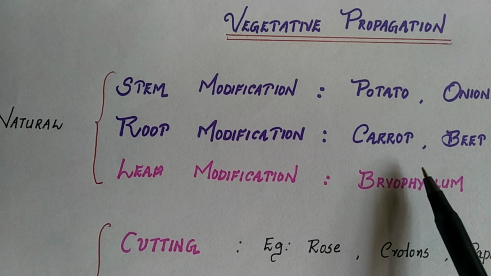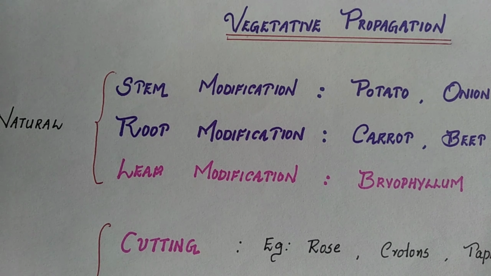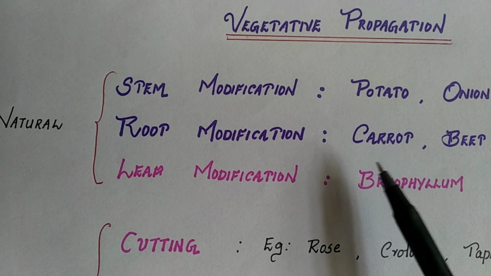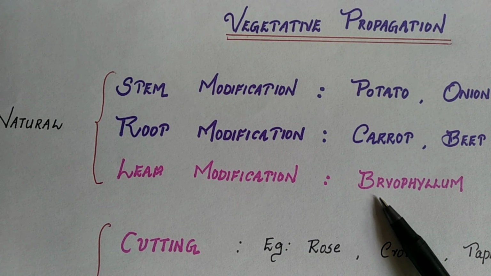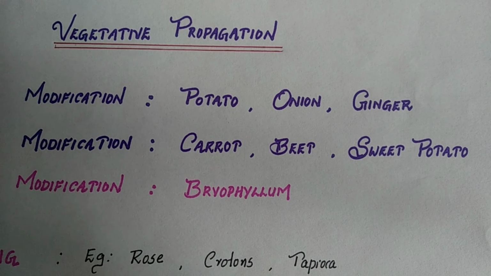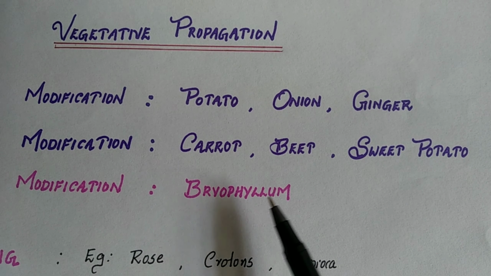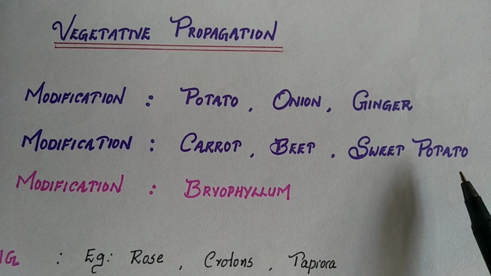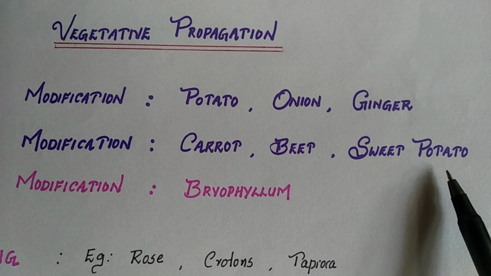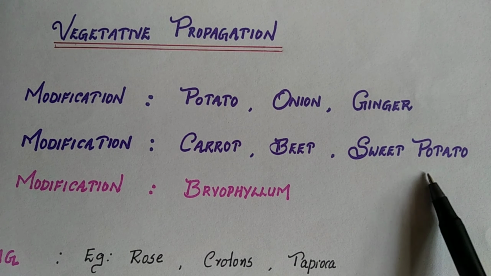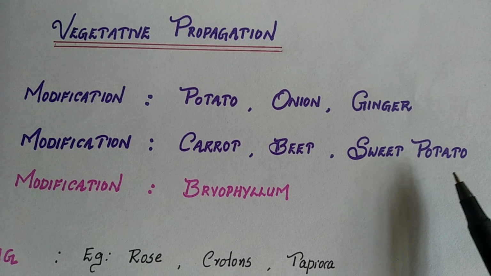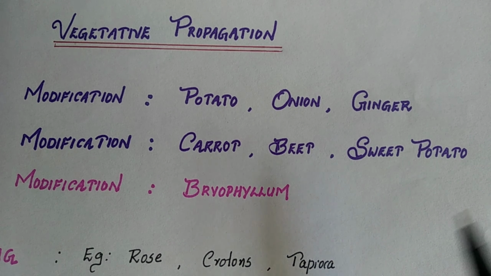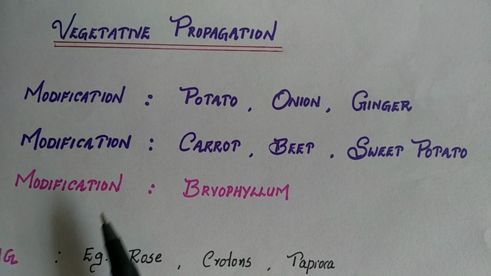Here the examples taken are carrot, beetroot and sweet potato for root modification. A portion of these plants, like carrot, beetroot and sweet potato, is modified for storage of starch and water inside the root. So this part of the plant is made possible to grow new plants. That is the importance of root modification.